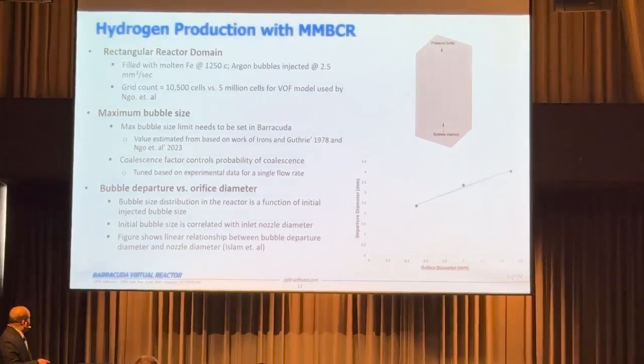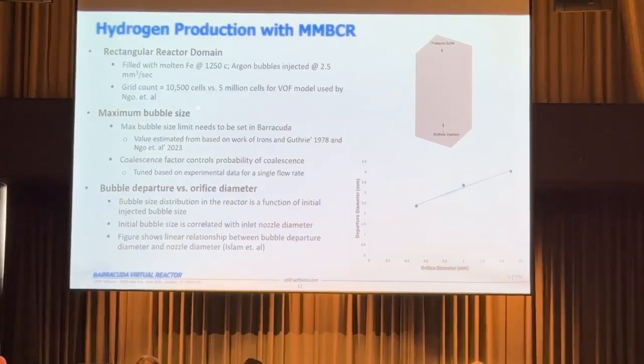All right, it's a simple rectangular bubble column here. Bubbles are being injected from a single point at the bottom. The top is the pressure outlet. The domain is completely filled with molten ferrous material at 1250 C. In this particular case, the animation I'm going to show you is for one injection rate of argon bubbles at 2.5 millimeter cube per second.